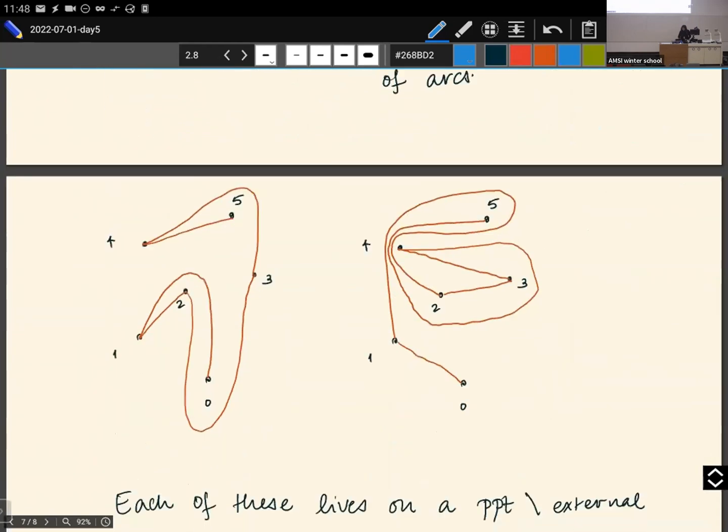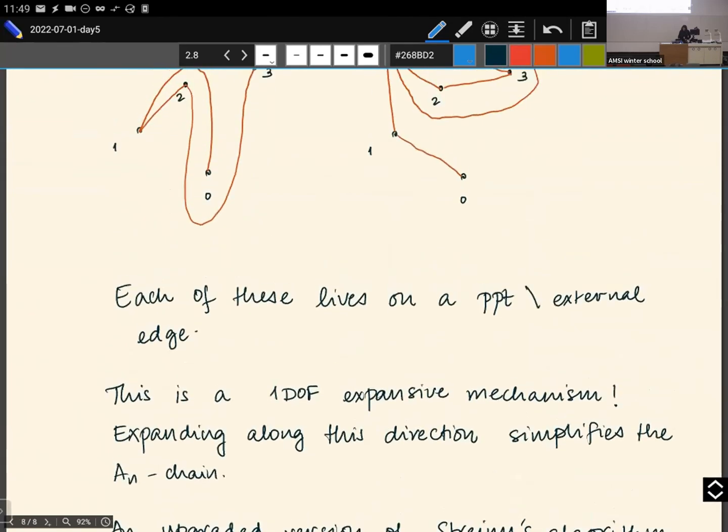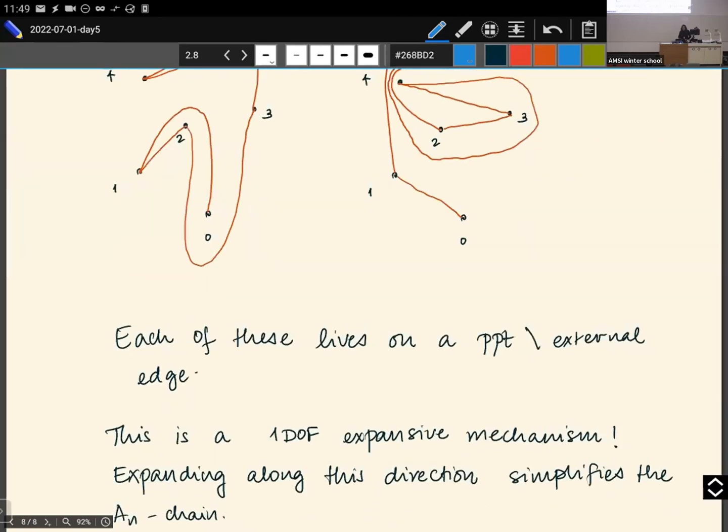So something like this. A configuration of points, and then arcs that connect 0 to 1, 1 to 2, 2 to 3, 3 to 4, and 4 to 5. Here's another one, 0 to 1, 1 to 2, 2 to 3, 3 to 4, 4 to 5. A gadget like this corresponds precisely to any other point in the stability condition, maybe up to some epsilon thing. And notice that each of these lives on a pointed pseudo triangulation minus an external edge.